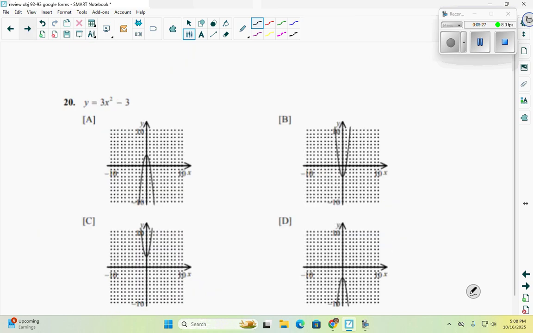Now let's look at number 20. I know it's not going to be a negative slope, it's going to be a positive slope. So I already know that I cannot choose these two, because it's going to be upright. It's not a negative slope.